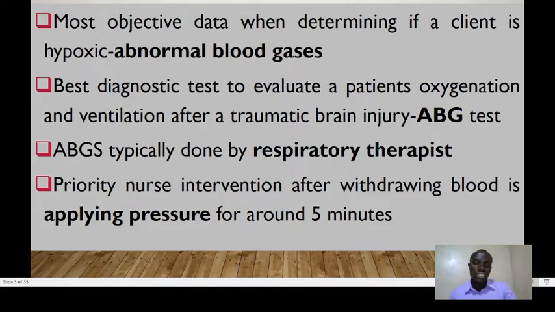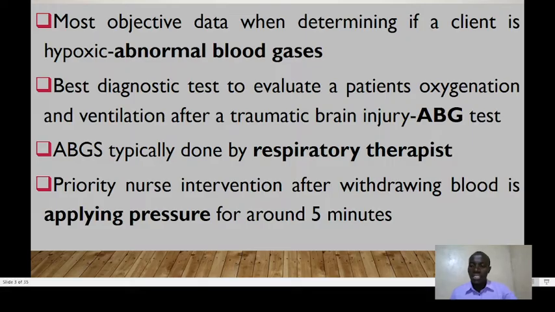Remember, ABGs are the only objective data that we have that can be used to determine if a client is hypoxic. We simply look at the ABG: are they abnormal or within the normal range? Most exams ask, you will find someone asking which is the best diagnostic test used to evaluate a patient's oxygenation and ventilation after traumatic brain injury. The answer is simply the ABG test.